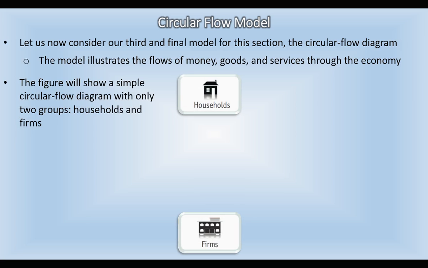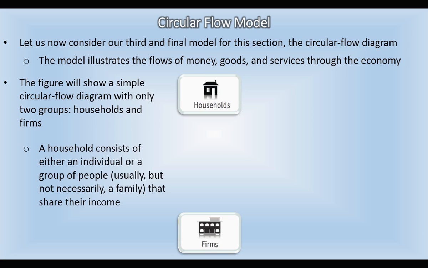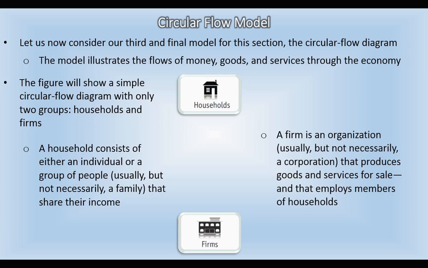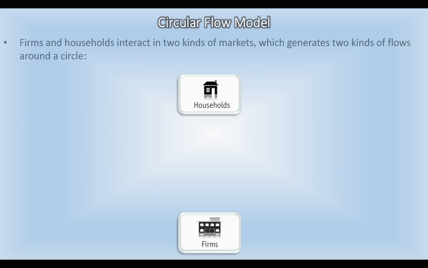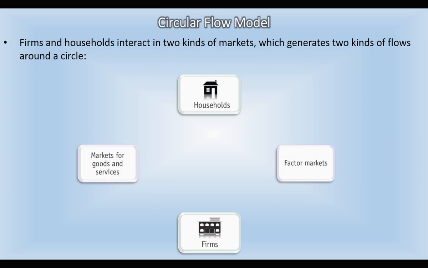So the figure shows a simple circular flow diagram with only two groups, households and firms. Households consist of either individuals or groups of people, usually, but not necessarily a family, that share their income. A firm is an organization, usually but not necessarily a corporation, that produces goods and services for sale and that employs members of households. So firms and households interact in two kinds of markets in this simplified world.